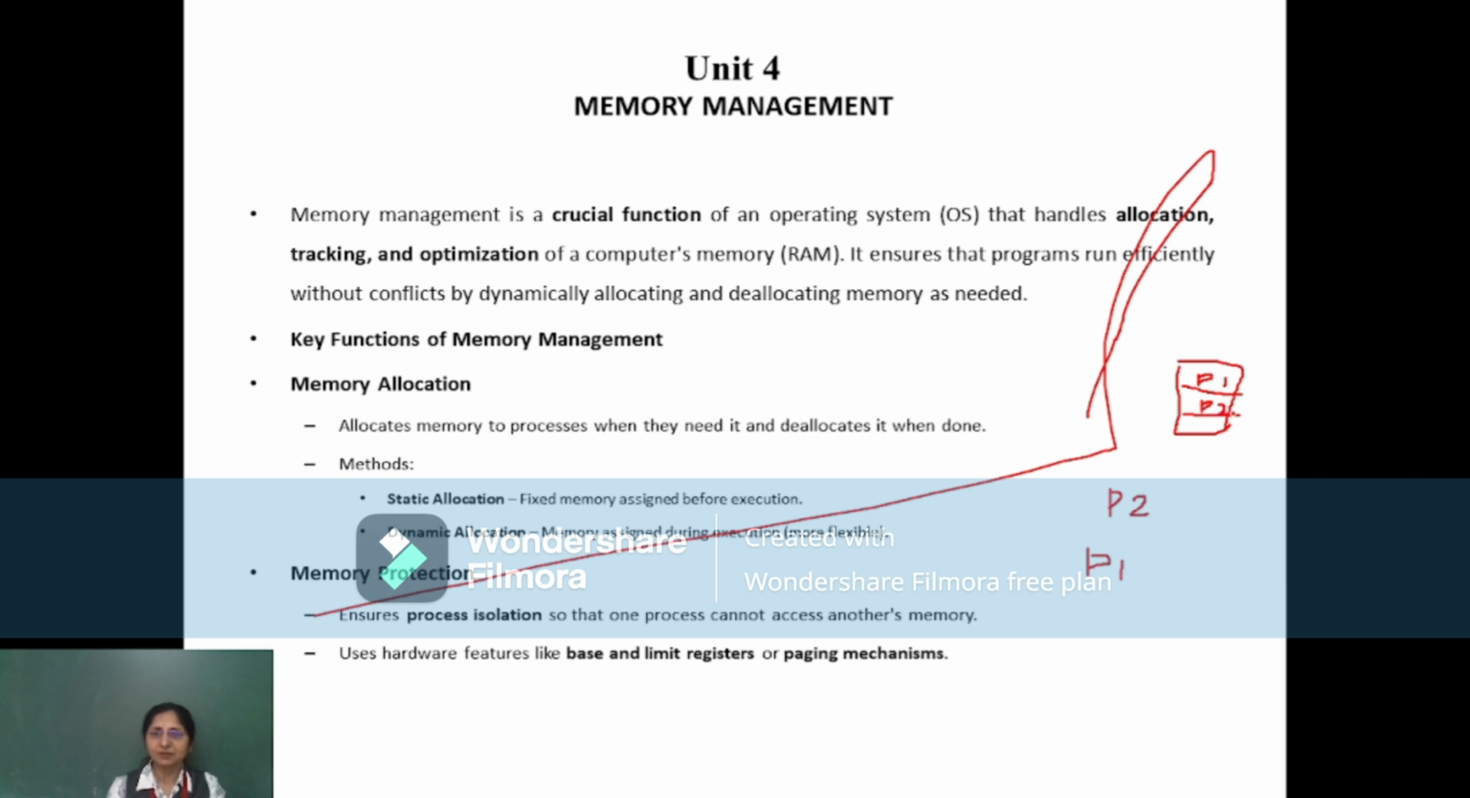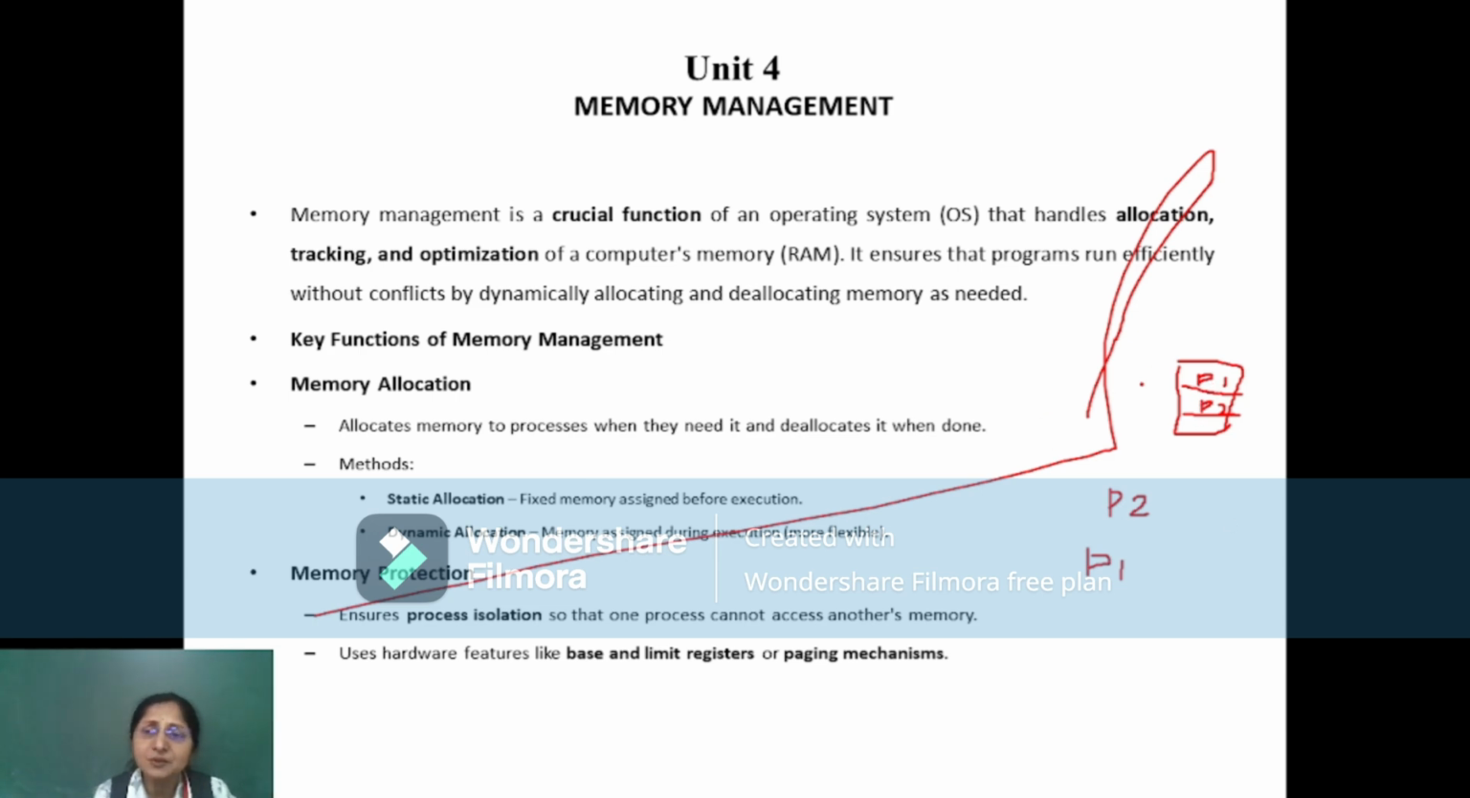Okay. Now when we talk about memory protection, it simply means that it makes sure that the block which is allocated to P2 does not get mixed up with P1, as well as the block which is allocated to P1 does not get mixed up with P2. So they both are isolated from each other. And who makes sure that P1 and P2 both are isolated? It is the operating system. So the operating system makes sure that P1 and P2 are isolated from each other.